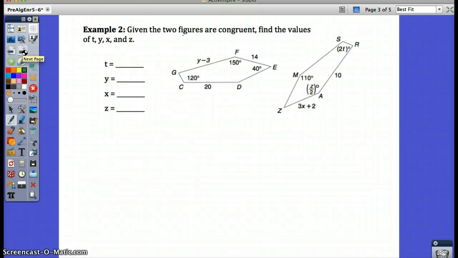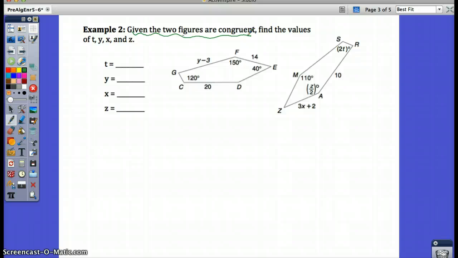Last part then, if you have 2 congruent polygons but you don't have all the numbers inside, you can use the idea that corresponding parts of congruent polygons are congruent to solve for them. So let's solve for T, Y, X, and Z here. Given that the 2 figures are congruent, so you do know that they are congruent, you can match up the corresponding parts.